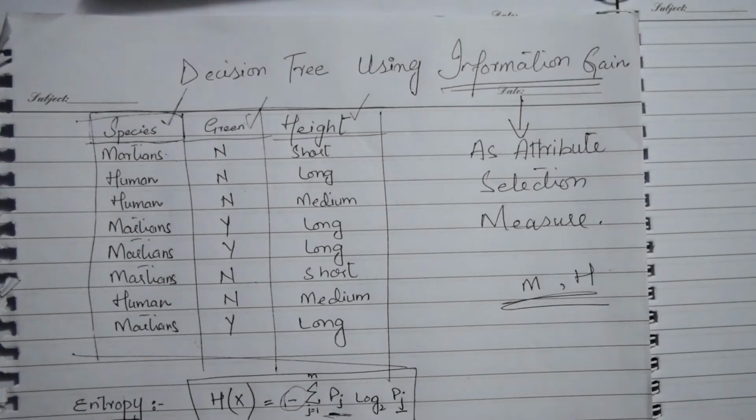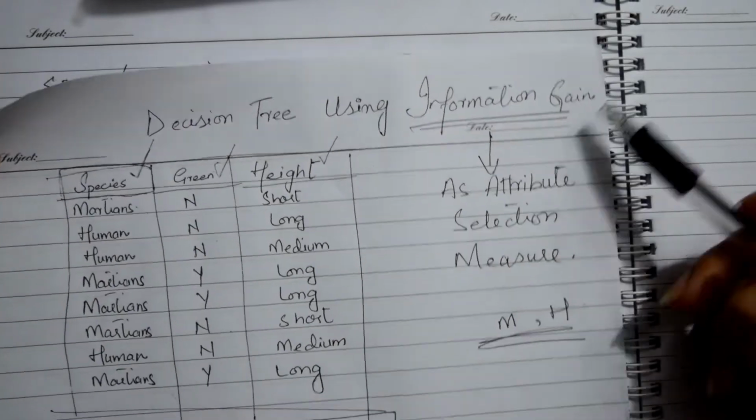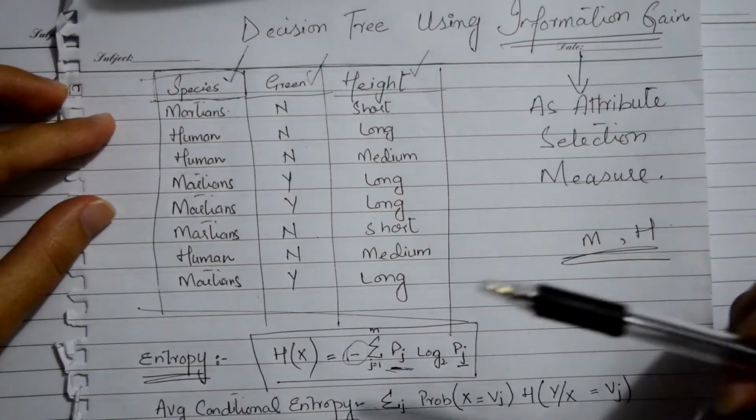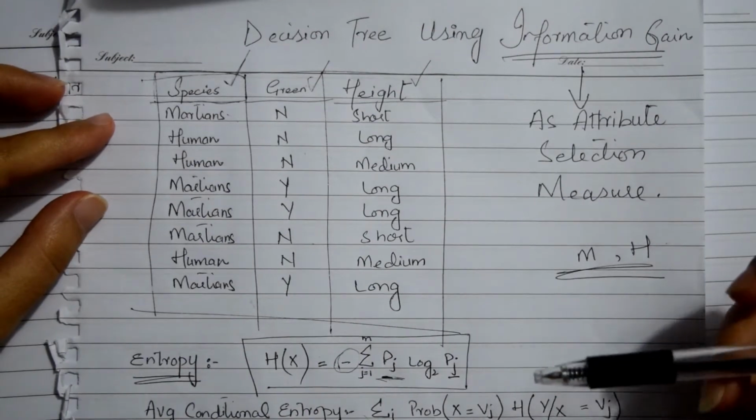Today we are going to try to run the CART algorithm, and for attribute selection we are going to use information gain. Here is an example of our data set which we are going to use to elaborate our work.